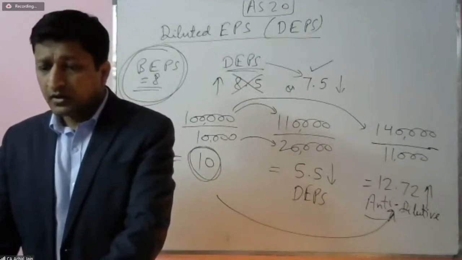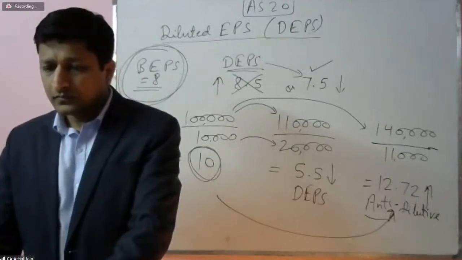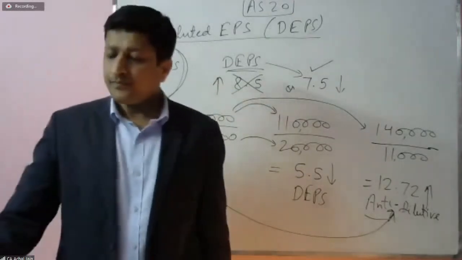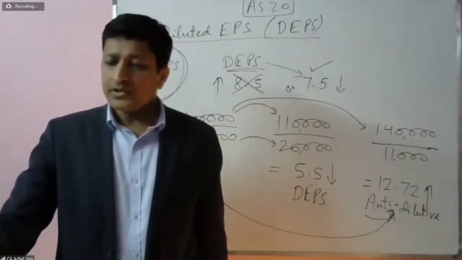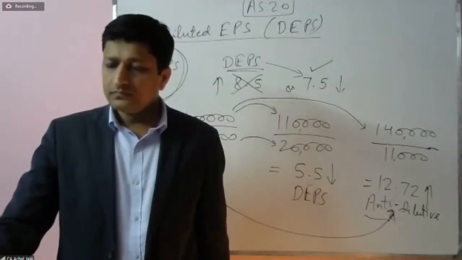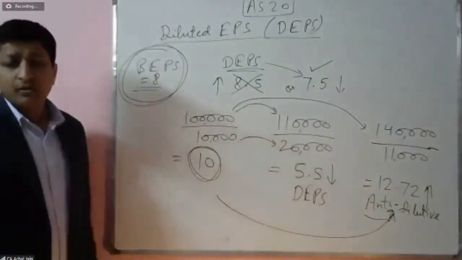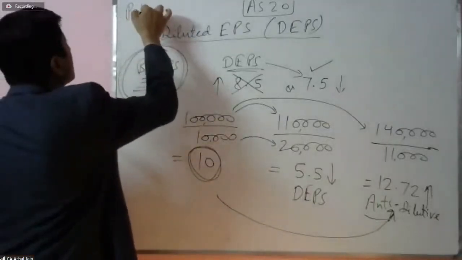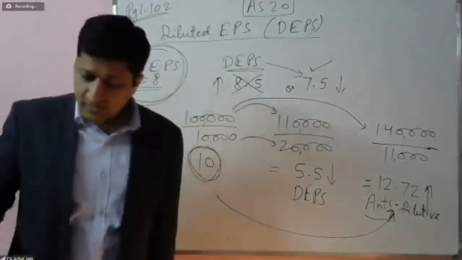Okay, so I think we can now go to illustration number 5. Yeah, illustration number 5 we can pick. This is page 1.102. You can start solving this.